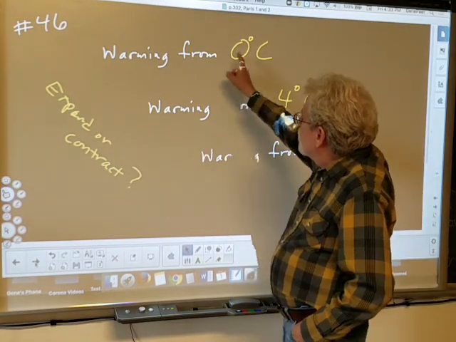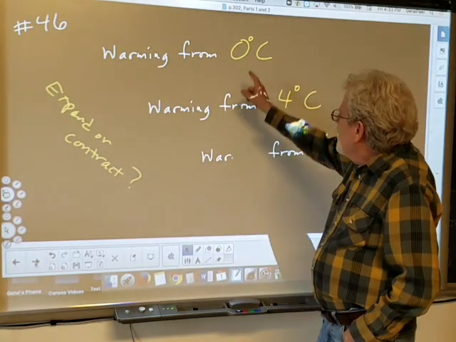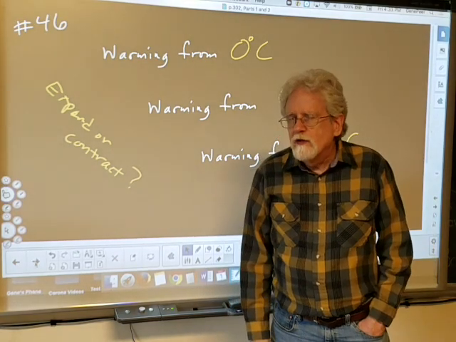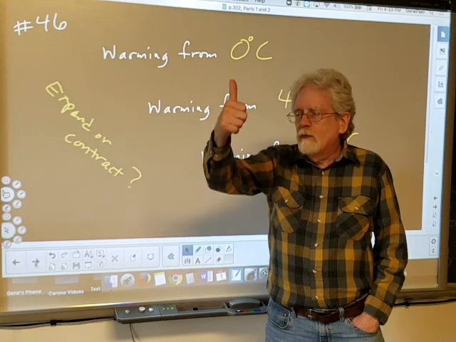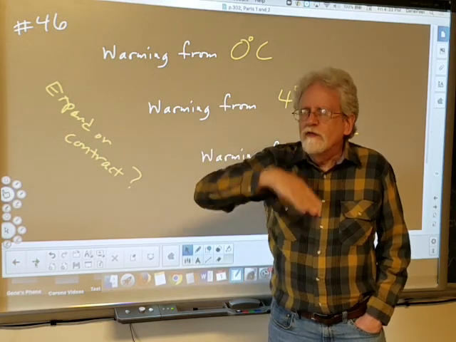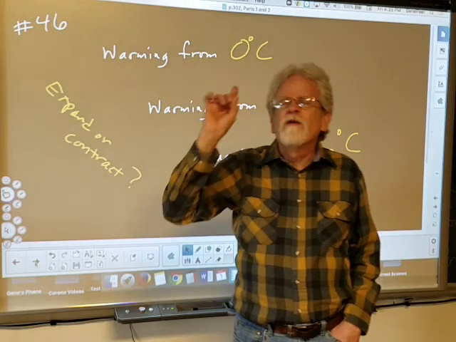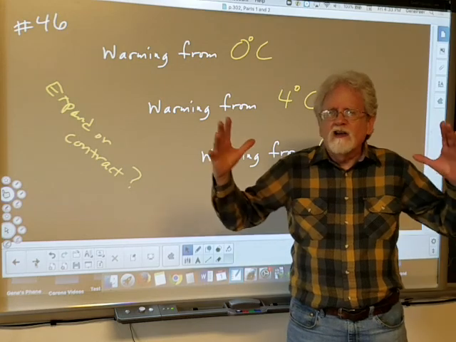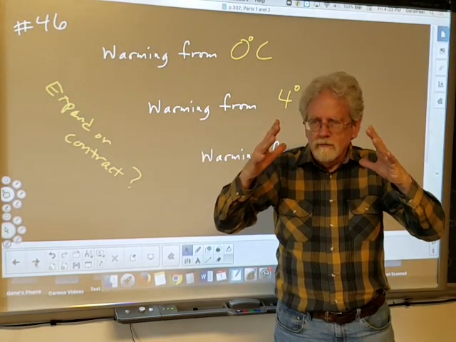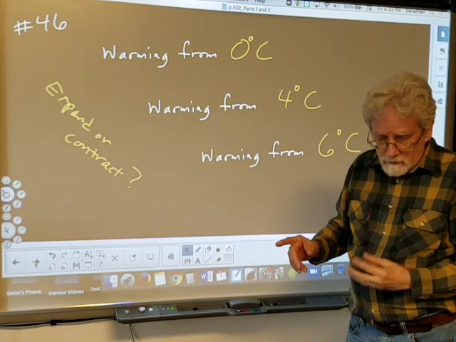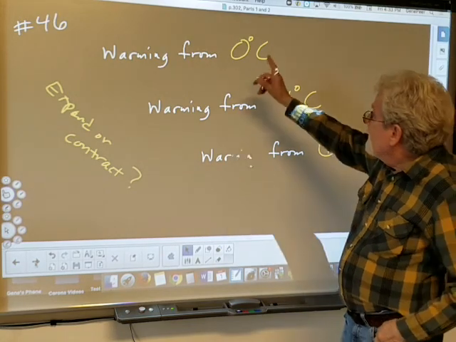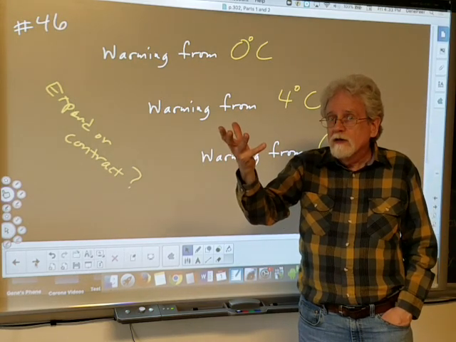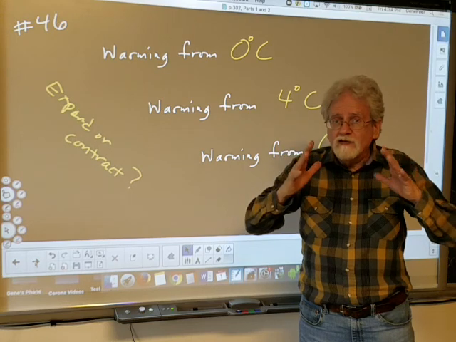Suppose we start at 0 degrees and we warm that thing up. What happens to the water in the thermometer as you warm it from 0 degrees upward? Well, remember, from 0 to 4, water does the reverse of what we expect. As you heat it up, it actually contracts. So if you have a thermometer that uses water, and the temperature is 0 degrees, and the temperature rises, the water is going to contract and it's going to go down.